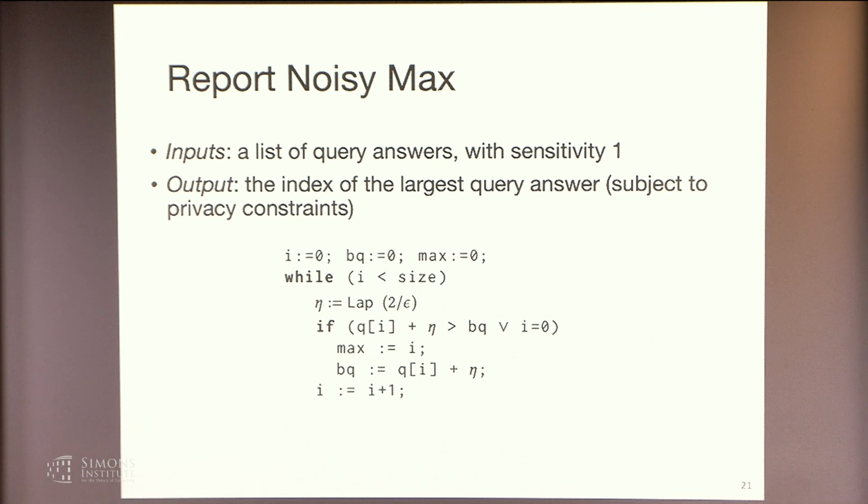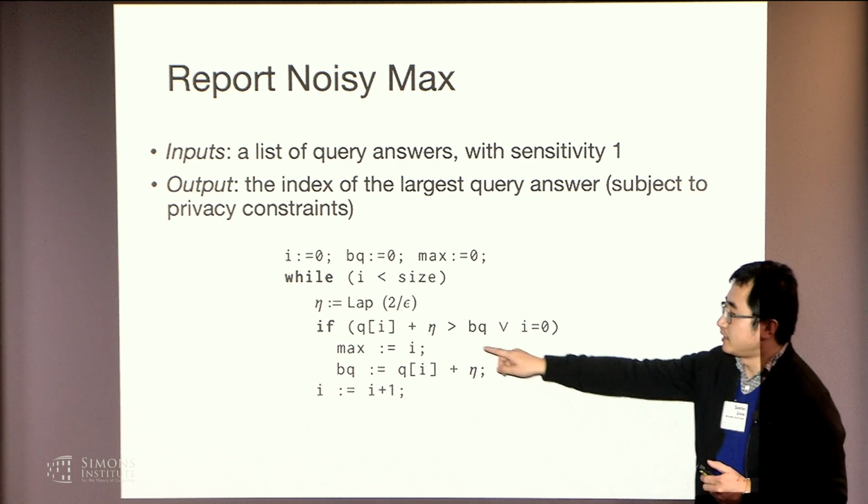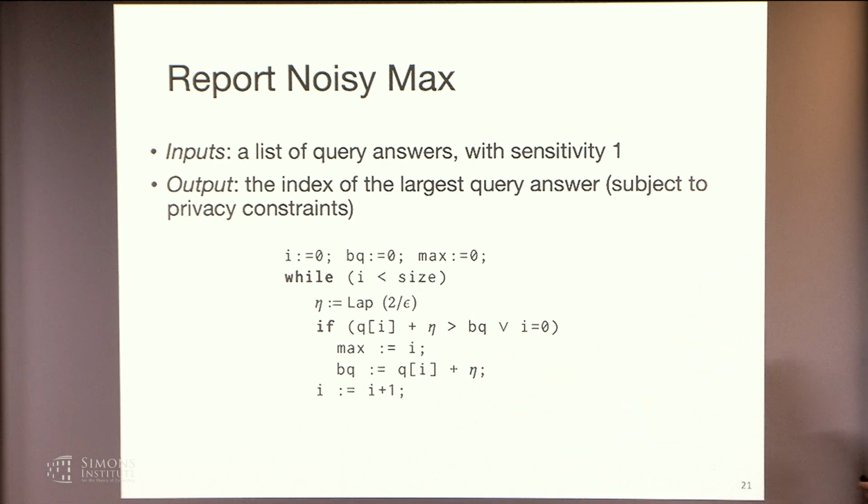So the source code looks like this. I look at each query in the query list and add Laplace noise to each of them. If it's better than the best query I have seen so far, then I update the index of the maximum query, and I also update the best value I have seen so far. Okay, so it's again a pretty straightforward code. But in terms of verification, there are actually some challenges for this piece of code.